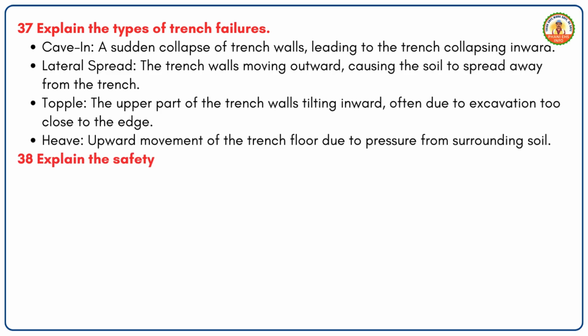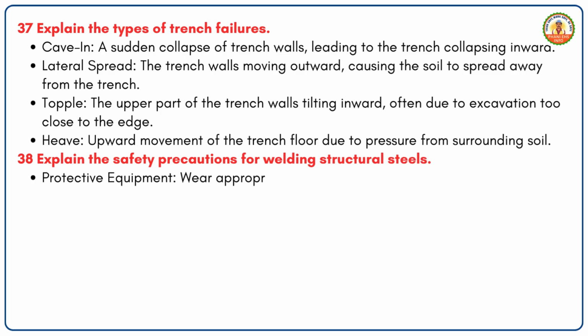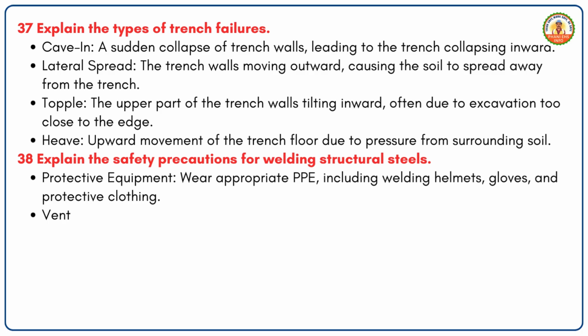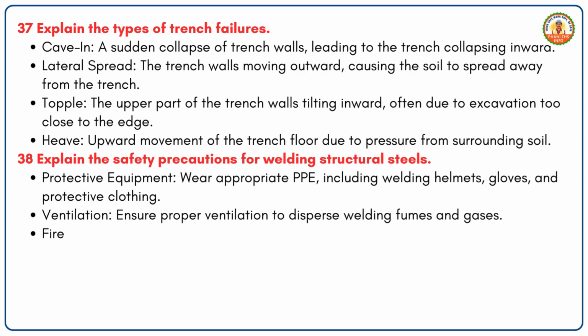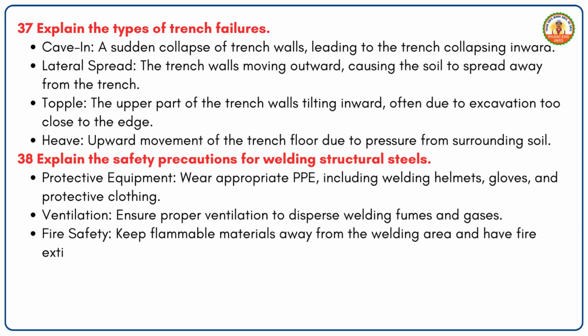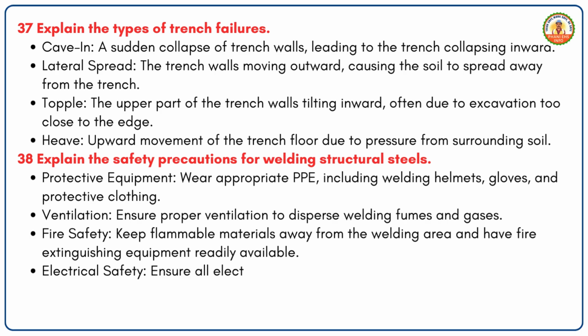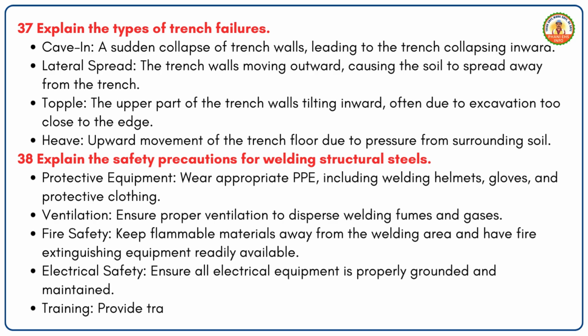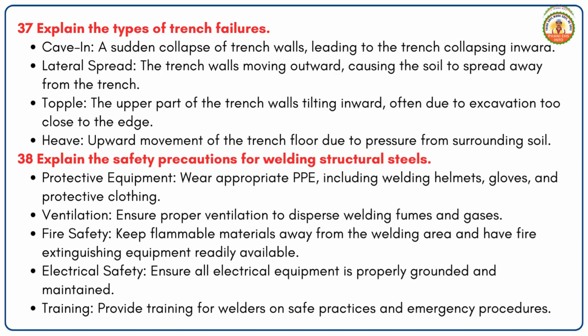38. Explain the safety precautions for welding structural steels. Protective equipment, wear appropriate PPE, including welding helmets, gloves, and protective clothing. Ventilation, ensure proper ventilation to disperse welding fumes and gases. Fire safety, keep flammable materials away from the welding area and have fire extinguishing equipment readily available. Electrical safety, ensure all electrical equipment is properly grounded and maintained. Training, provide training for welders on safe practices and emergency procedures.